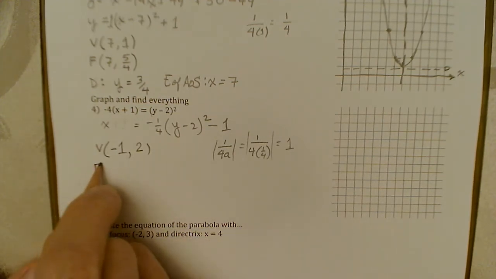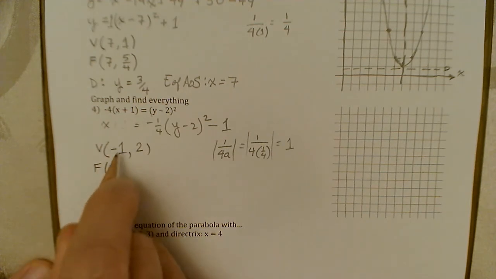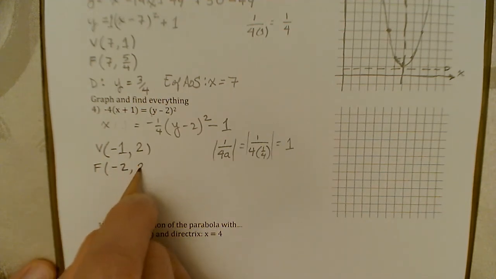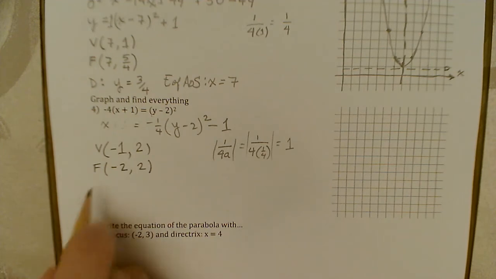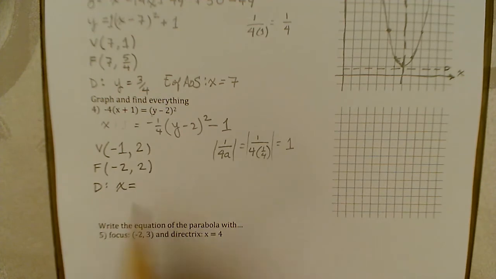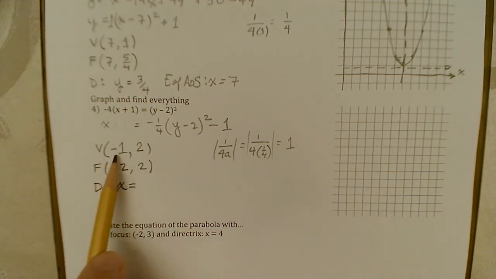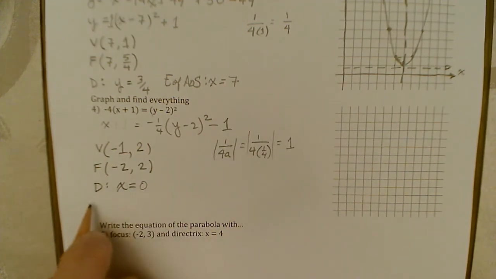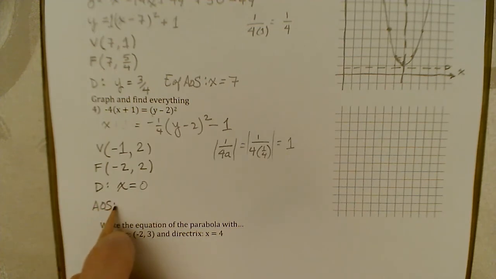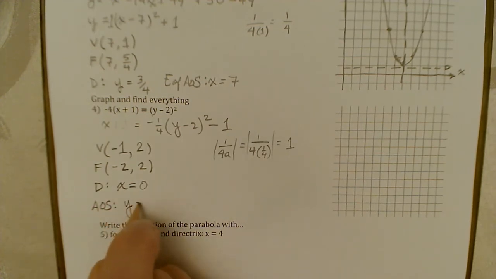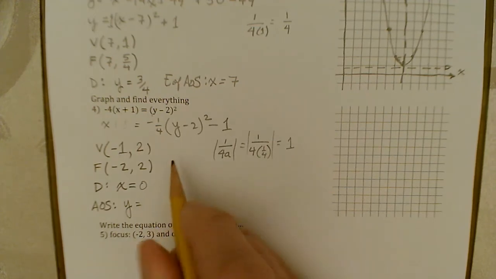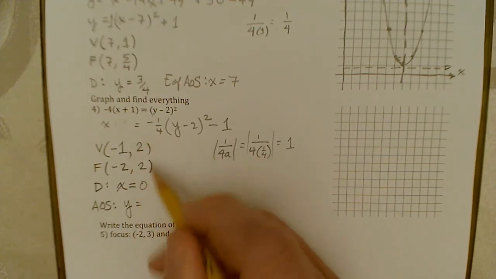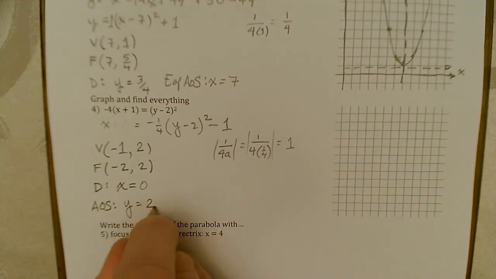So the focus is going to be 1 to the left, so the x-coordinate decreases by 1. Same y-coordinate. The directrix will be vertical this time, so that means x equals, and it is going to be to the right of the vertex by 1, and so that means it's x equals 0. And then the equation of the axis of symmetry, we know that's going to be y equals, and so you can see it's the values that are the same in the vertex and the focus, so y equals 2.